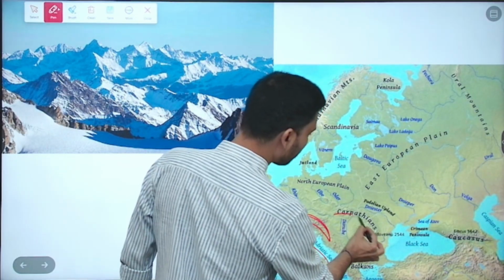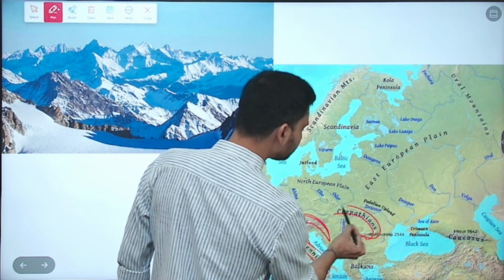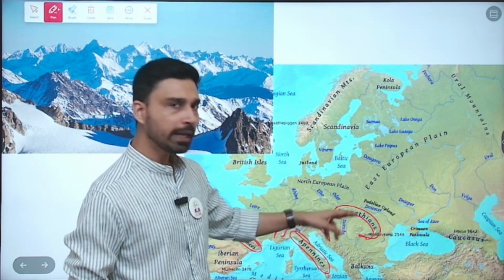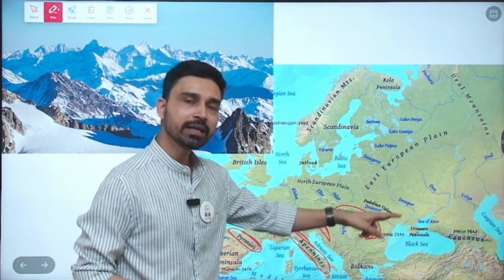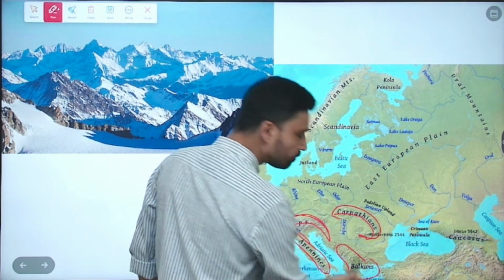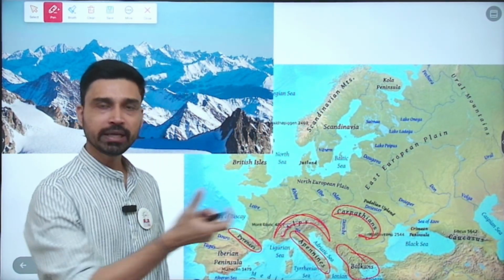Then further you have Carpathian mountain, again kind of curved shape we can see from here, extending all the way from Poland. Then we have Ukraine, then we have Romania, Hungary and all these countries as such. Then further to the south, the Balkans we have discussed, such as Croatia, Slovenia, these countries we have.